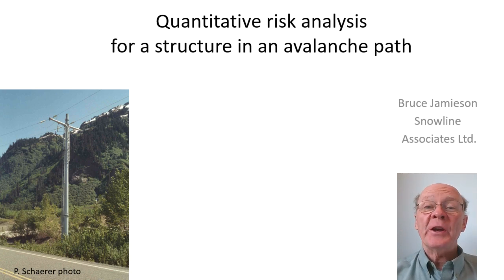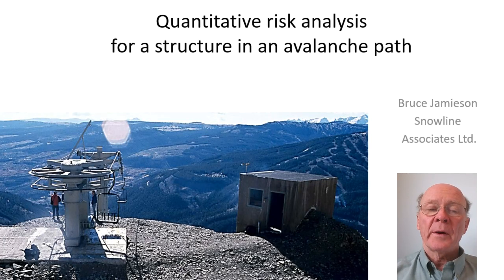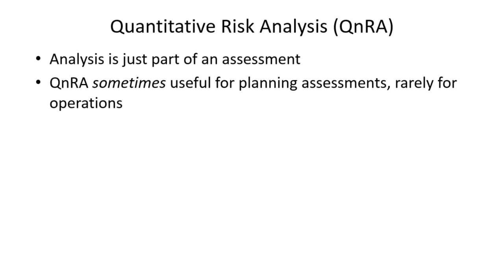This very short video outlines a quantitative risk analysis for a structure in an avalanche path. That structure could be for a power line, or it could be a ski lift tower, or it could be the top station of a ski lift as we see here, or it could be the building for a lift operator. It's important to note that a quantitative risk analysis is just one part of a risk assessment.